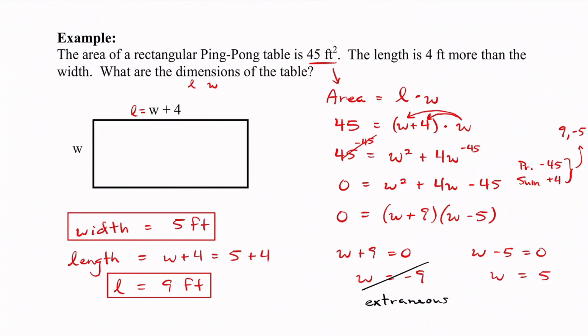And then what you should do is just check to see if that actually works with the question. So to get the area, you just have to multiply 5 times 9. That gives you 45 feet squared. And I can see that the length is 4 more than the width.